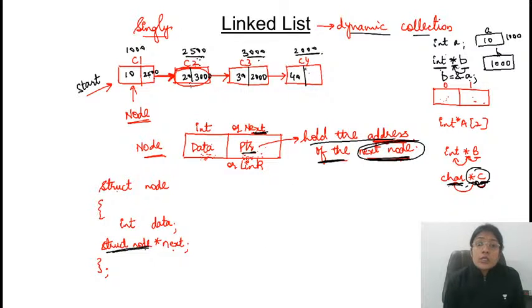Now C4 is the last node of the linked list. Right? So its next part, this is the next part, two parts are there. One is the data and the other one is the next. So its next part will be pointing to what? There is no other node. No next node is available. This is the last node of the linked list. So its next part will always contain the value null.